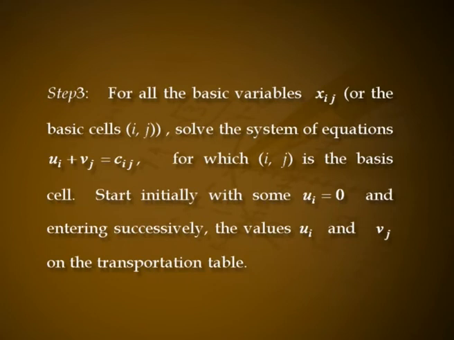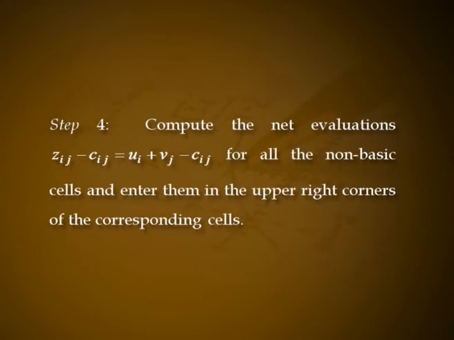Step 3, for all the basic variables Xij or the basic cells ij, solve the system of equations Ui plus Vj equal to Cij, for which ij is the basic cell. Start initially with some Ui equal to 0 and enter successively the values Ui and Vj on the transportation table. Step 4, compute the net evaluations Zij minus Cij, that is equal to Ui plus Vj minus Cij, for all the non-basic cells and enter them in the upper right corners of the corresponding cells.